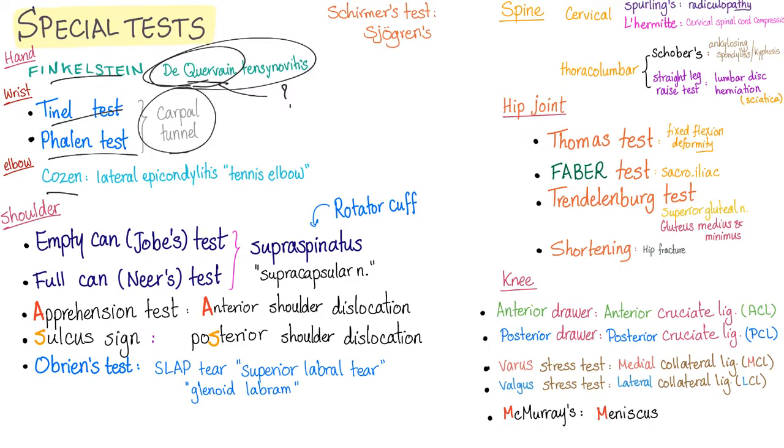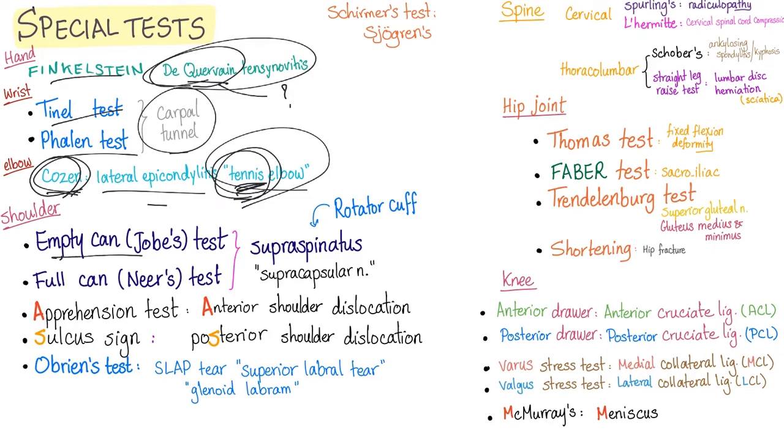Cozen's test, cause of playing tennis. Cause I'm playing tennis, use the Cozen's test. Lateral epicondylitis, also known as tennis elbow. The mnemonic, Cozen's test, cause I'm playing tennis. The shoulder, the empty can test and the full can test for supraspinatus, which is one of the rotator cuff muscles. Then apprehension test for anterior shoulder dislocation, which is very common. This is one of the most commonly dislocated joints in your body.